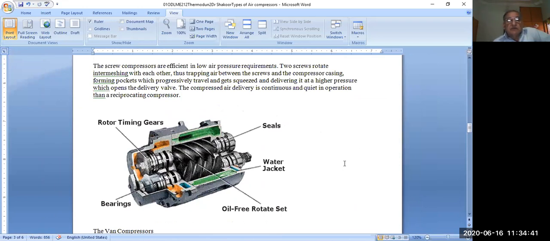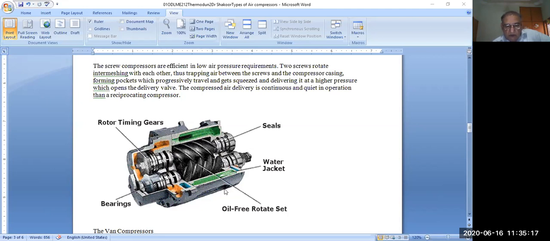Here is a screw compressor shown in this diagram. This is the rotor shaft driven by a motor, and with a gear system, another screw is driven. Here are the bearings, roller and ball bearings installed here. And at this end of the shaft, seals are provided to stop leakage. It may be water cooled also, so there is a water jacket provided around the body.